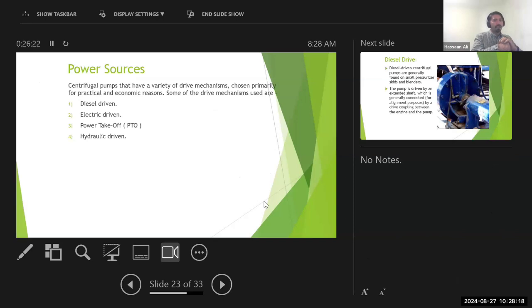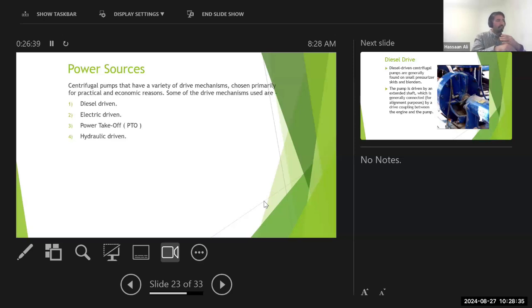Centrifugal pump can be driven by four methods. There are four methods that can be used as a prime mover of the centrifugal pump. You can use a diesel engine, you can use an electrical motor, you can take a power takeoff from a gas engine, or you can use a hydraulic motor.